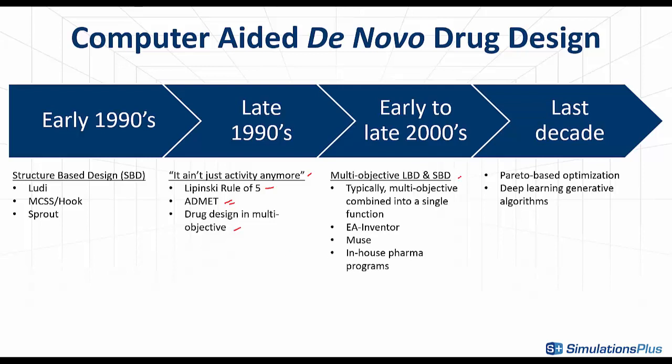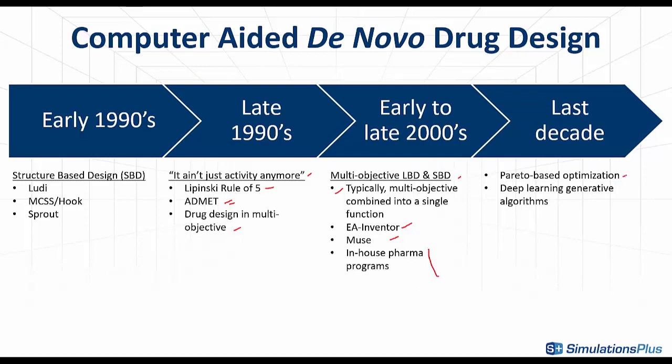Then in the early to late 2000s, we started to see multi-objective ligand-based and structure-based design. And here, typically, the multi-objectives were combined into a single function. You had programs such as EA Inventor, Muse, and then pharma companies started creating their own in-house programs.